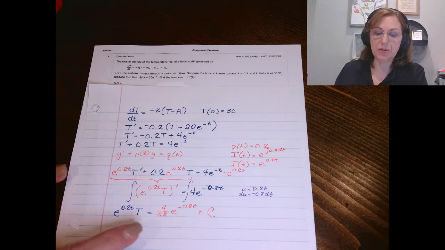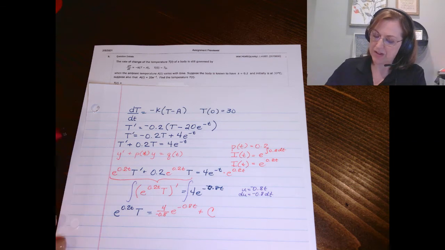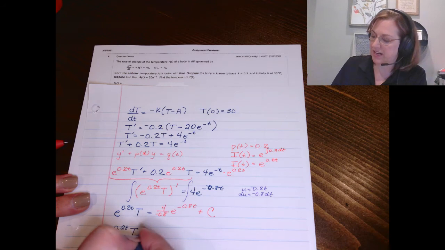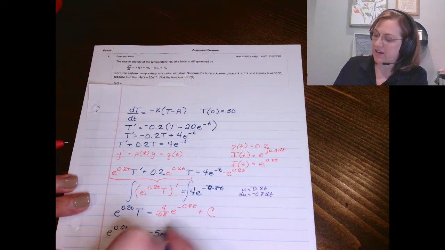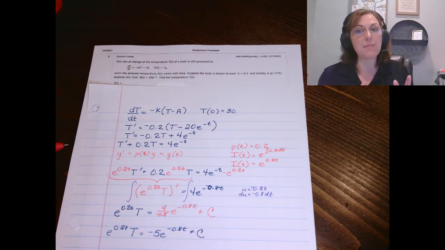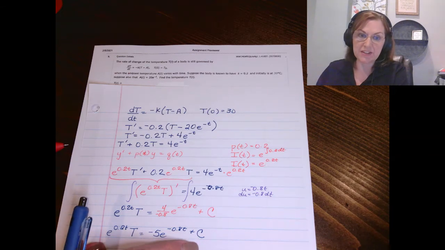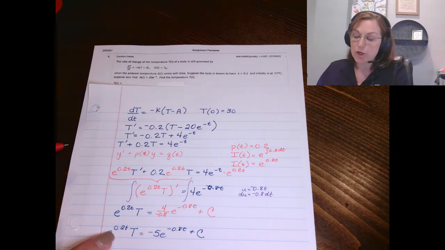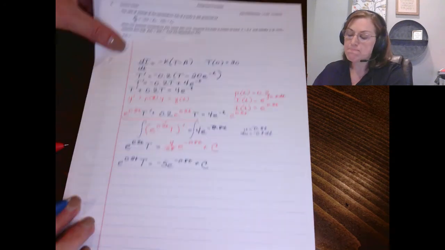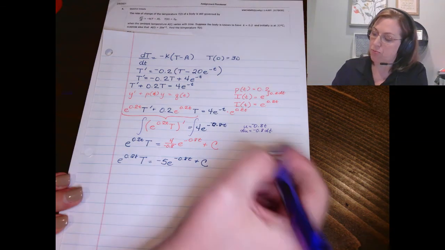Now, a little maneuvering here: this actually becomes negative 5. So we have e to the 0.2 t times capital T equals negative 5 e to the negative 0.8 t plus C. At this point, I thought about getting T by itself. However, I don't want to divide my constant of integration by a variable. So what I'm going to do instead is use my initial condition to find out what C is, and then I'll divide by that e to the 0.2 t.